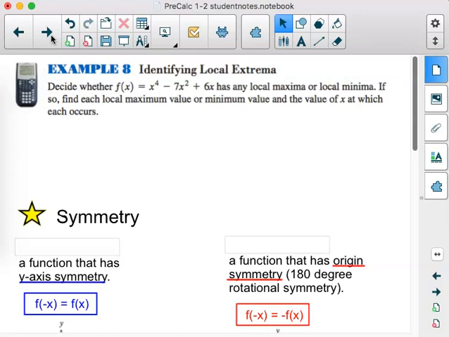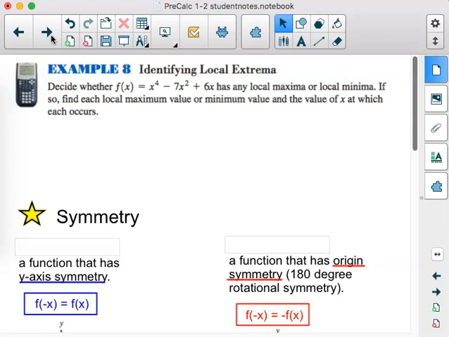So now example 8 says, here's our job. Identifying the local extrema. Decide whether f of x equals x to the fourth minus 7x squared plus 6x has any local maxima or local minima. If so, find each local maximum value or minimum value and the value of x at which each one of those occurs. We have to use graphing calculators for this. I would love to tell you that by the end of the year, we will be able to do this by hand. You need calculus for it. So we definitely will be using our graphing calculators to take a peek at these. All right, away we go.